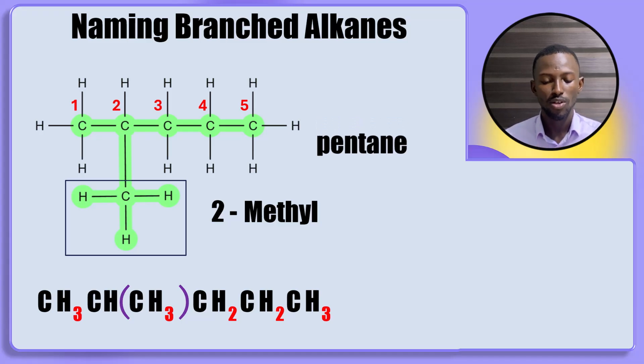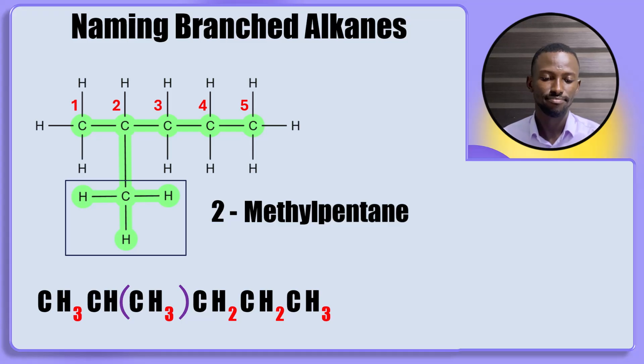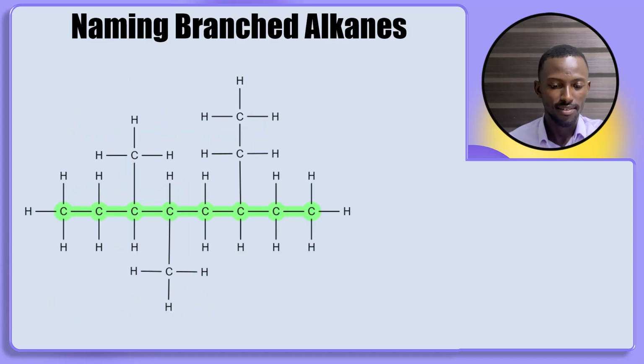So now we have 2-methylpentane. That's the name of this compound. Keep that in mind. Another thing to keep in mind is the fact that numbers are separated from names using a hyphen. So, 2-methylpentane. This is easy, but there's a much more complex example here.